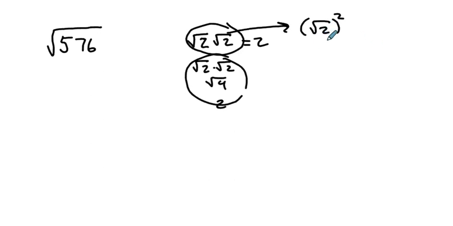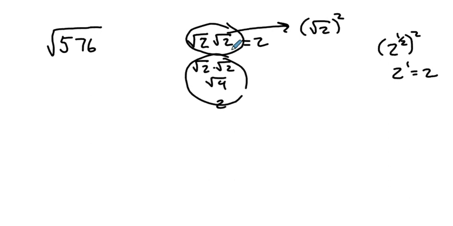Now, if you remember from Algebra 1, you can write the square root of 2 as 2 to the 1/2 power, and then times 2 to the 1/2, and you multiply these together. When you do that, you get 2 to the 1 power, which is 2. So that's another way of looking at it.